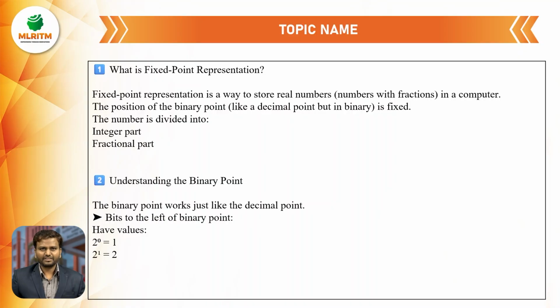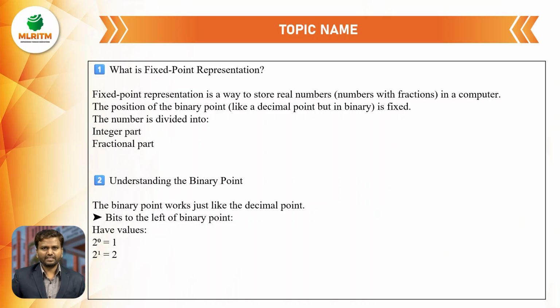What is fixed point representation? A fixed point representation is a way to store real numbers, numbers with fractions, in a computer. The position of the binary point, like the decimal point, is fixed. Whatever decimal number we have, the value after the point should be fixed. The value cannot be changed.